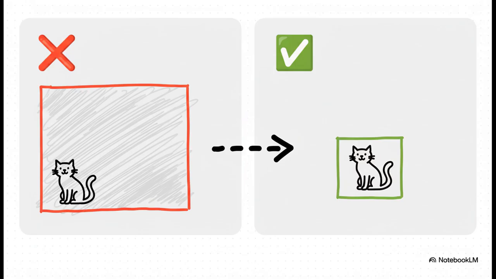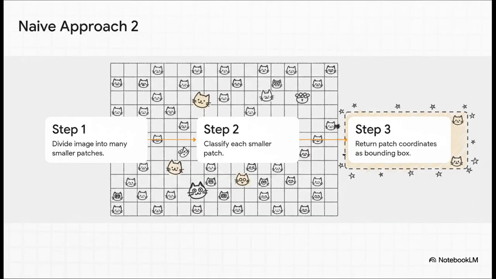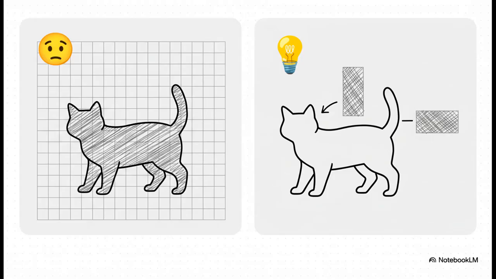So the obvious solution seems to be, let's just use smaller patches. That should work. Okay, let's try this again. This time, we're going to use a much finer grid, lots and lots of tiny patches. And we run the exact same play. Classify each little box and return every single one that screams cat. This has to be more accurate, doesn't it? And nope. We've actually just created two brand new problems. First, we still don't have a clean outline of the cat. And second, now we've got a whole bunch of boxes all pointing at the same poor cat. This is just getting messy.